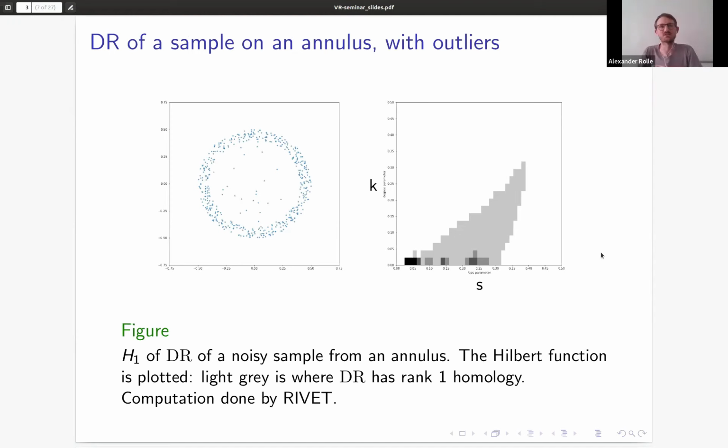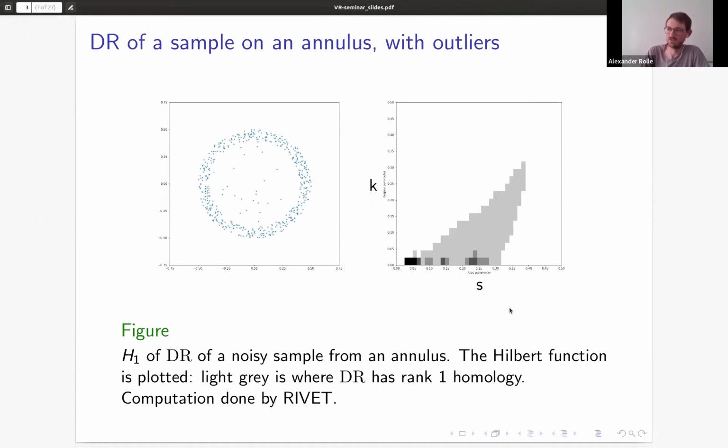So as I was saying, this degree-Rips construction is a two-parameter construction. So if we take homology, we get a two-parameter persistence module. And so here on this slide, along with showing you an example of what happens with a particular point cloud, I also want to explain how I'm going to summarize the homology of degree-Rips in this talk. So here on the left, I have a point cloud. This is a noisy sample from an annulus. Most of the points are concentrated on this annulus, but there are also some outliers in the center. And then on the right, I'm plotting what's called the Hilbert function of the persistence module we get by taking homology. So let me explain what that means.